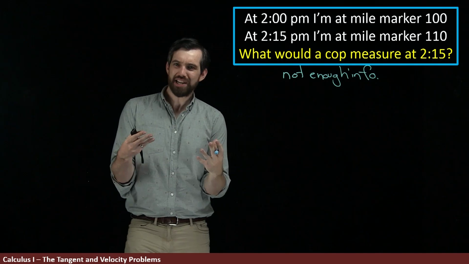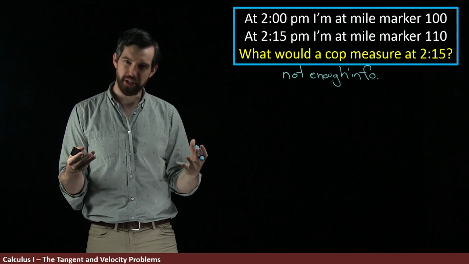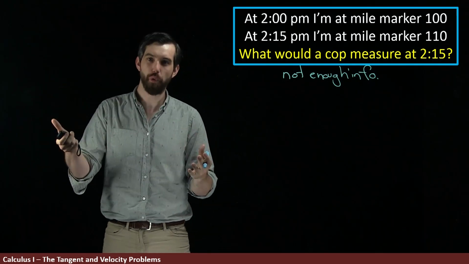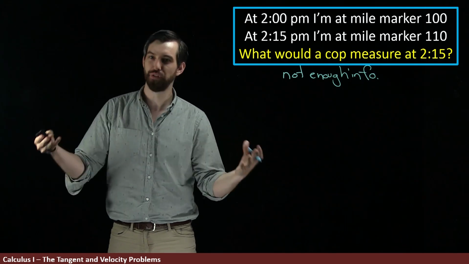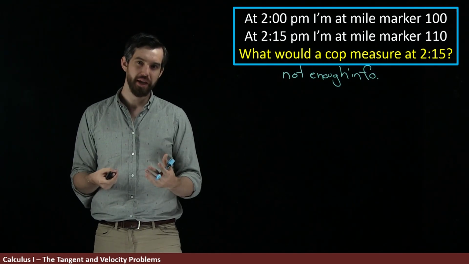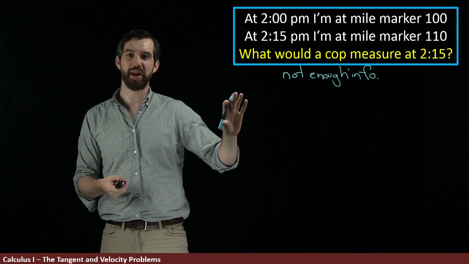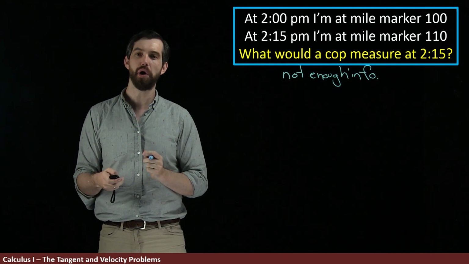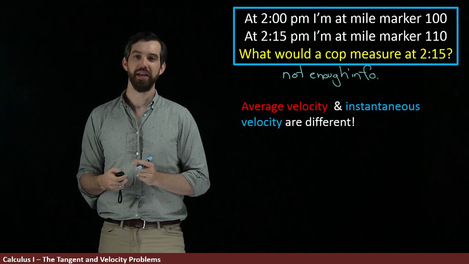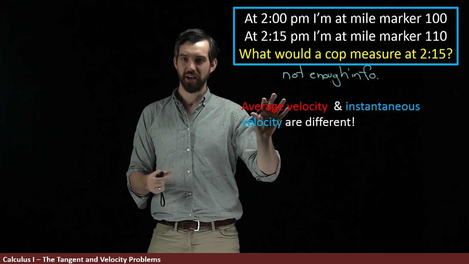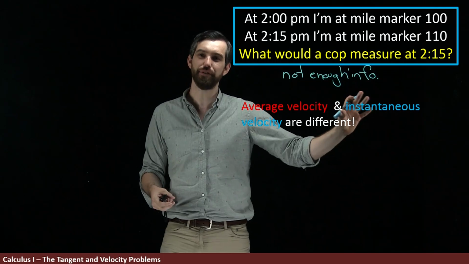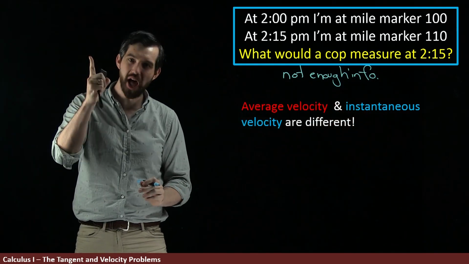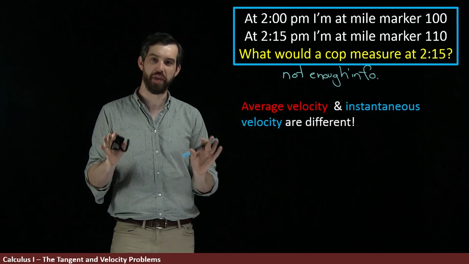It turns out that there's actually two different concepts here. The one that we had seen before was called the average velocity, and it was over an interval. But what we're really asking here when I say, what is the cop measuring at 2:15 precisely, is something called the instantaneous velocity. And the average velocity over an interval and the instantaneous velocity at one exact time are indeed different things.